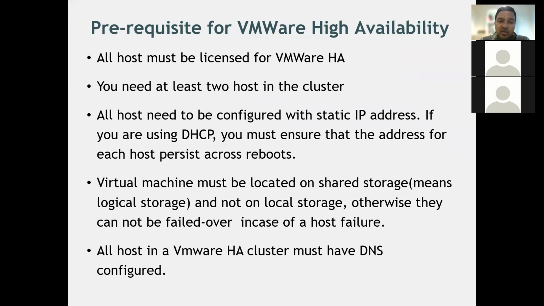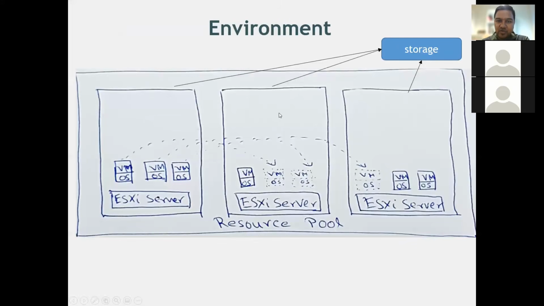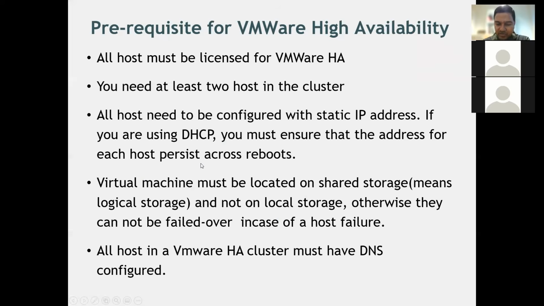The prerequisite of VMware high availability, as I said, is that all hosts must have the license. Obviously, they need the VMware high availability license software, and at least 2 hosts are needed. Here I have given the example of 3, but at least 2 hosts should be in a cluster for having high availability. When one fails, then the other can be used.